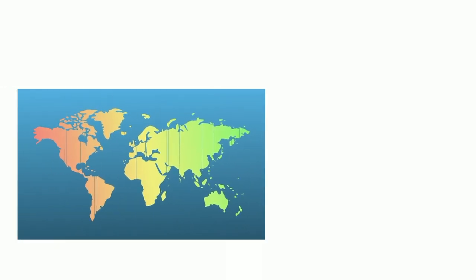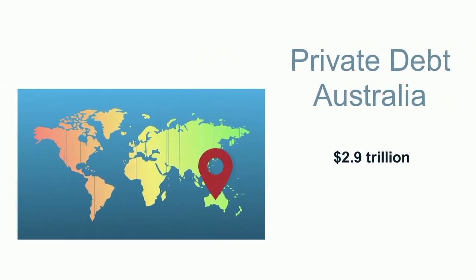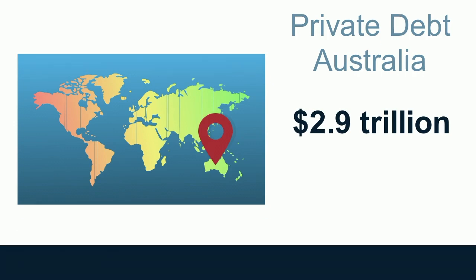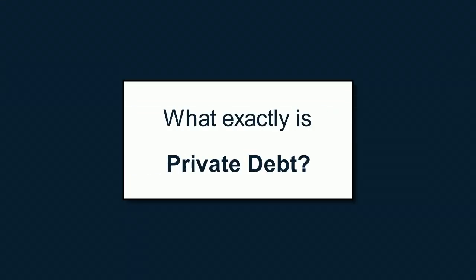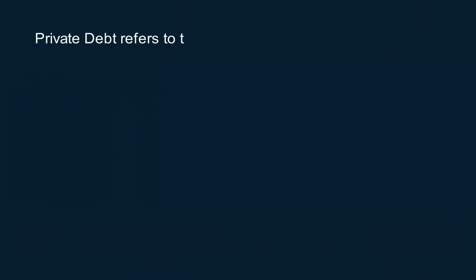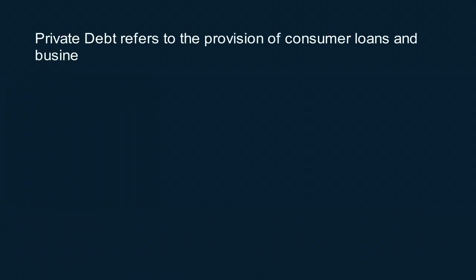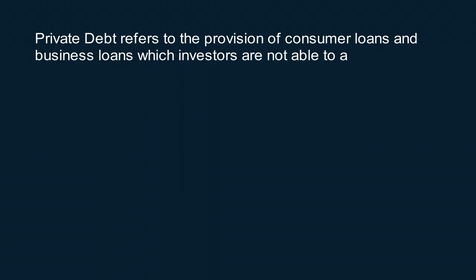In Australia, the private debt market exceeds $2.9 trillion. But what exactly is private debt? Private debt refers to the provision of consumer loans and business loans which investors are not able to access through public markets.